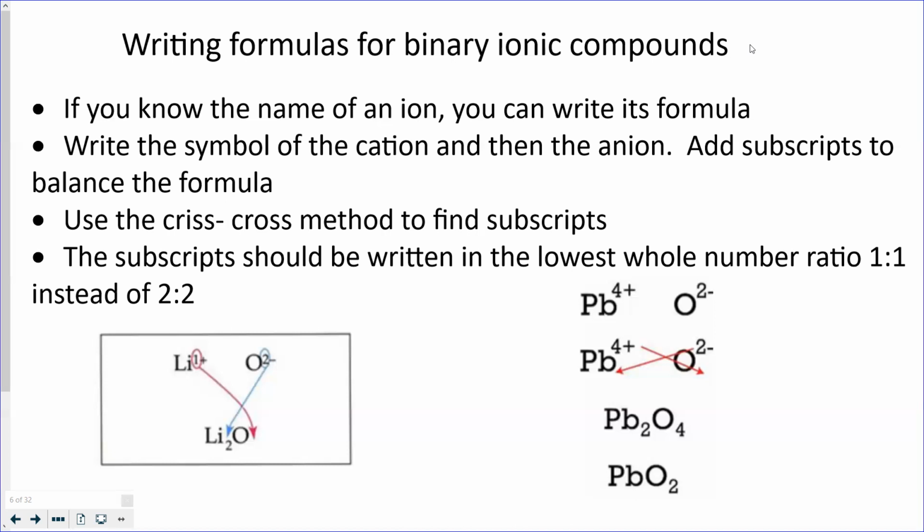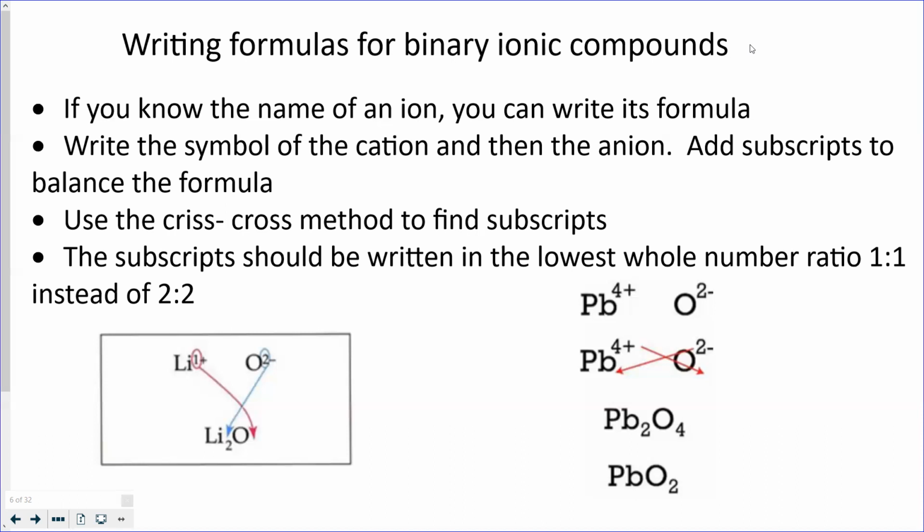So how we can find those subscripts is we can use the crisscross method. So the charge number of the cation becomes the subscript of the anion. The charge number of the anion is going to become the subscript of the cation. So you can see this in the picture on the left. You see that the 1 from lithium goes down to be the subscript of oxygen. And you don't have to write the 1 subscript. You can just leave it blank and it's kind of assumed that it's 1. The 2 from oxide now becomes the subscript for lithium.